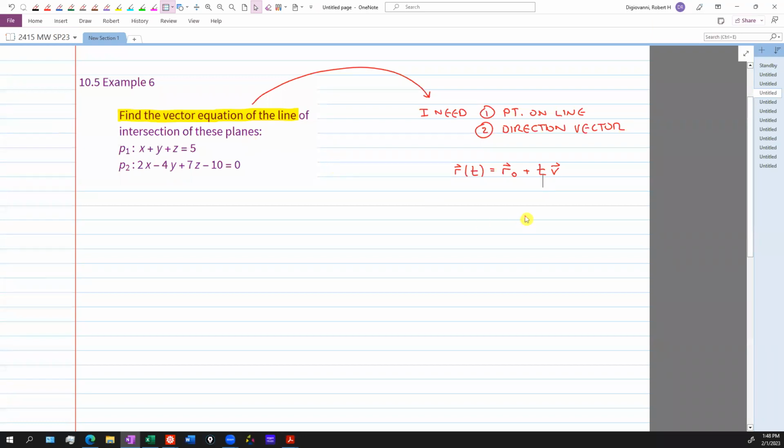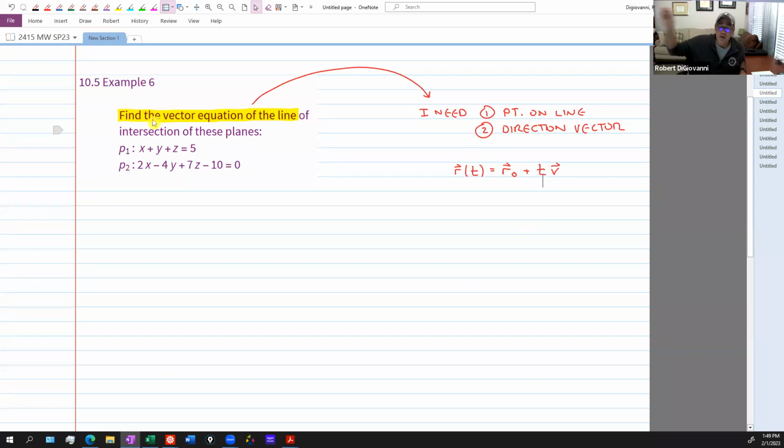Gotcha, yes, sir. All right, so I'm starting out with what I'm trying to find. I'm trying to find the vector equation of a line. What is it I need to do that? A point and a direction vector. Then I'll use that formula. So I start thinking about the two things I need. Let me go after the thing I think is easier first, which is the direction vector.